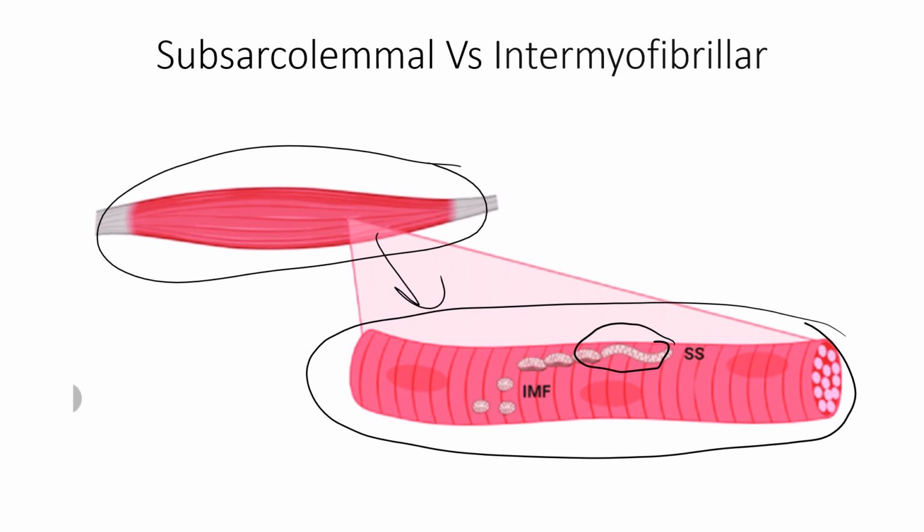And then there are also what are called intermyofibrillar mitochondria. These are the mitochondria that exist in between the myofibrils, the kind of where the sarcomeres are, the contractile units of the muscle fiber. There's a potential question on the actual comprehensive exam related to this, so I wanted to mention it here.